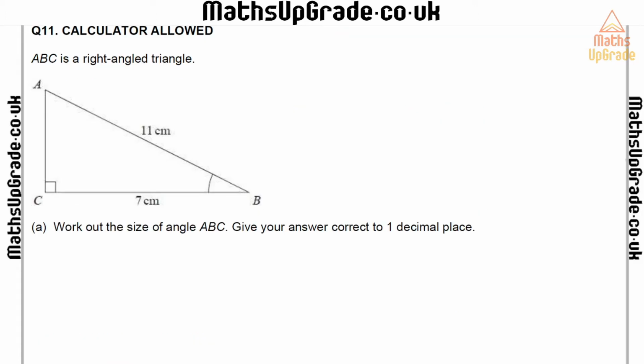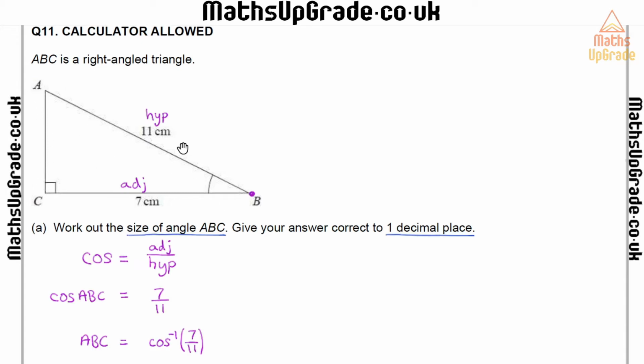Question 11. I've been given a right angle triangle and I've got to find the size of the angle ABC. ABC is this angle here. So I'll have to label up the sides of this triangle according to my point of view. So imagine we're standing on the angle here. The hypotenuse is the longest side and it's always opposite the right angle. So 11 centimeters is the longest side, hypotenuse. This side next to me here is the adjacent, and the side opposite to me is AC, so that's opposite.